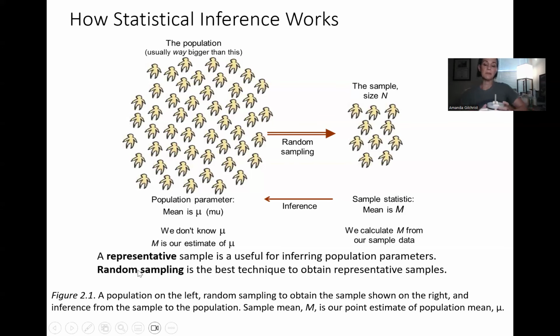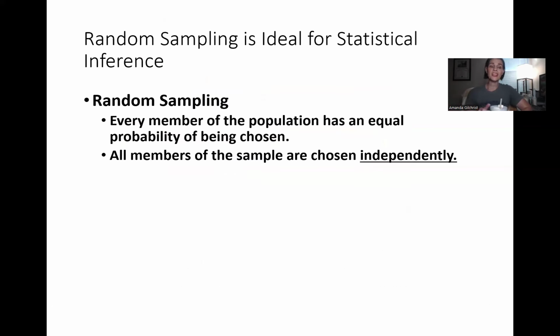So a representative sample is going to be very useful for inferring population parameters. If your sample doesn't look anything like your population, your estimate is going to be off. And random sampling is always going to be the best thing that you can do to obtain a representative sample. Remember, it's more important how you select your sample than how many people are in your sample. I would much rather have 50 people who were randomly sampled than 100 who were selected on the basis of convenience. So random sampling is going to be ideal for statistical inference.